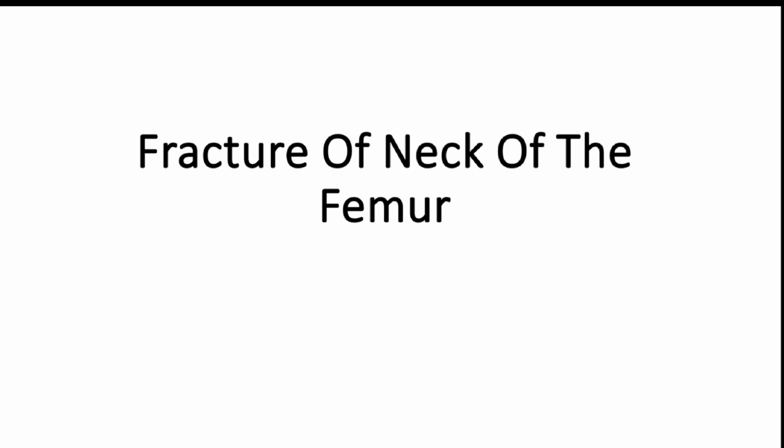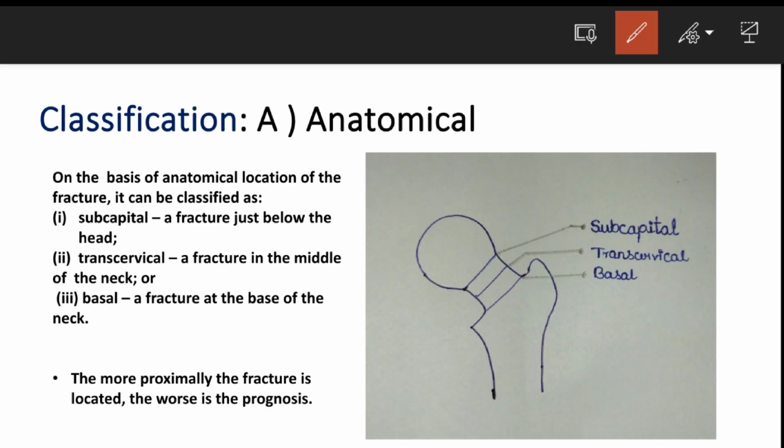So there are three classifications. The first classification is the anatomical. The anatomical classification is based on the anatomical location of the fracture. This can be classified into subcapital, transcervical and the basal. So we will be looking into this.